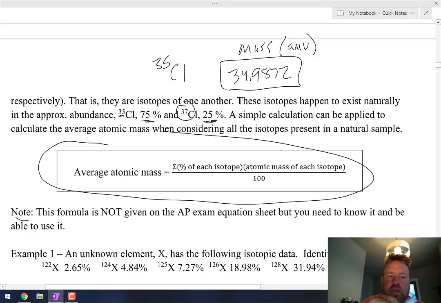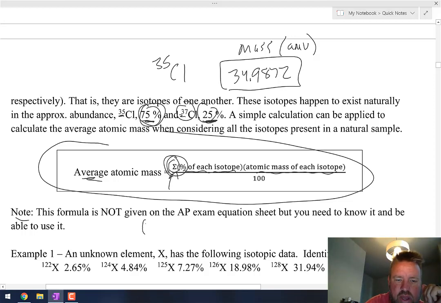So to get the average atomic mass, this symbol right here means the sum of, which means you're going to add them together. You're going to take the percent of each isotope, the 75% and the 25%, and multiply it by the atomic mass. So you're going to take 75% and times it by 35. And then you're going to add that, remember the sum, to 25% times its mass. So this equation would look something like this.